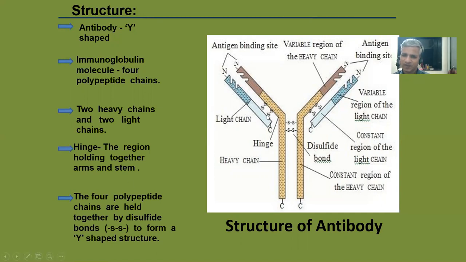See here, in between the chains there is the presence of disulfide bonds. Here, in between one light chain and one heavy chain, a disulfide bond is there. In between the 2 heavy chains there is also a disulfide bond, and here also there is a disulfide bond. So these disulfide bonds are responsible for holding the 4 polypeptide chains together.